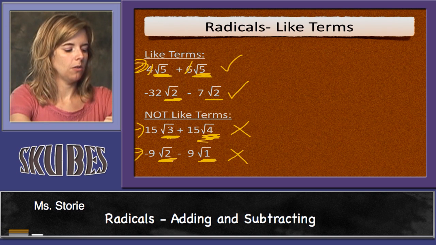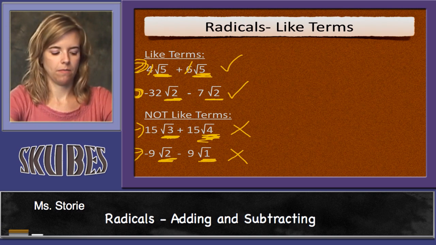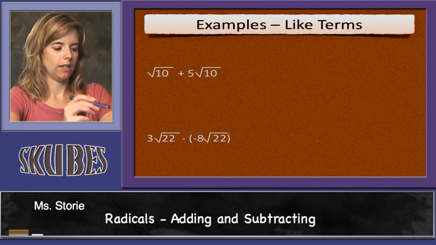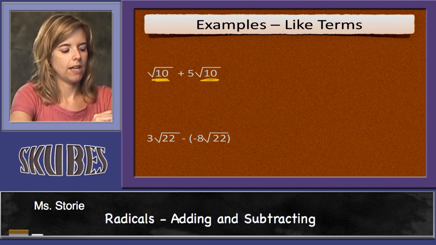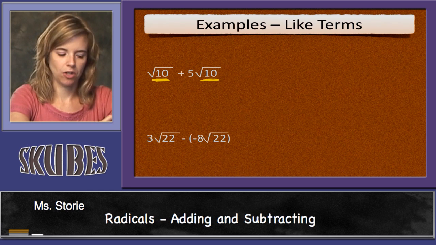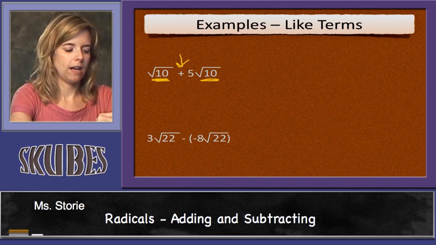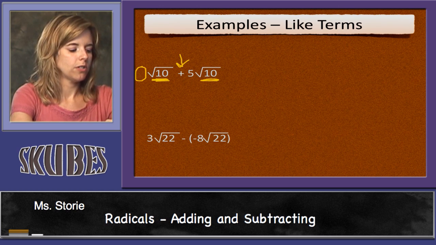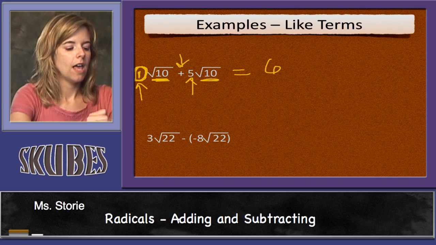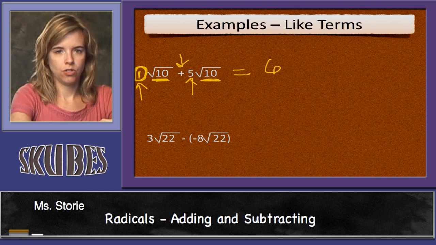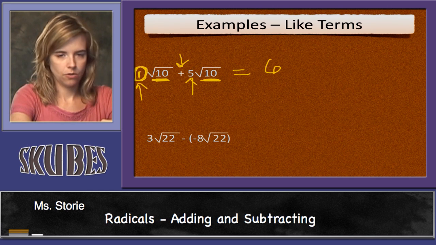And these two up here, we would actually go ahead and add or subtract them. So let's take a look at how that works. I've got a radicand of 10 and a radicand of 10. Awesome. They match. They're like terms. So I can go ahead and add them together. There's no coefficient here. So what does that mean? That means that there's an invisible 1. So they're asking us to add 1 and 5. 1 plus 5 is 6. You do not change your radical sign. You do not change your radicand.